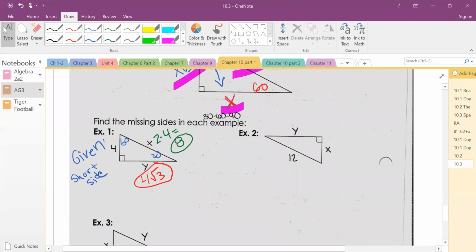Next one. We have 30, 60, and then 90. What are we given? We're given the hypotenuse, right? That's a terrible 30. Boom. We're given the hypotenuse. So everything's going to be based off the hypotenuse.